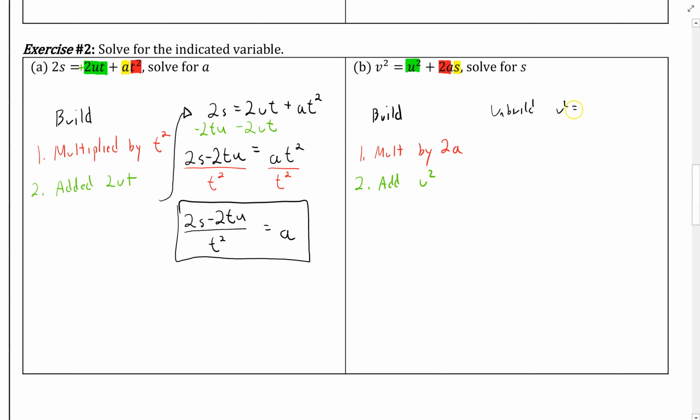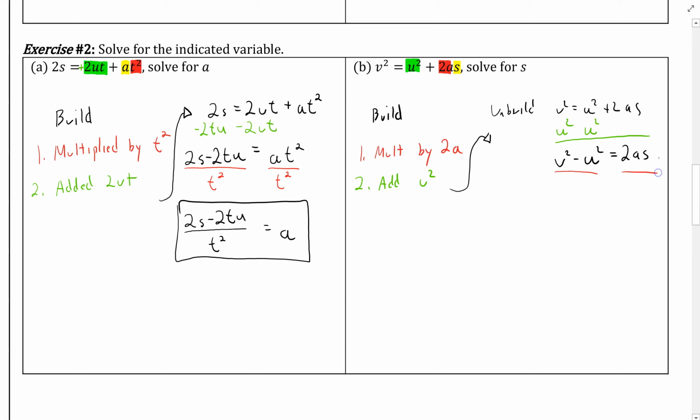first we copy down the original problem, and then to unbuild, we first undo the addition, and so I will subtract u squared from both sides, which gives me v squared minus u squared equals 2as. And then we need to undo the multiplication, and so we'll divide both sides.